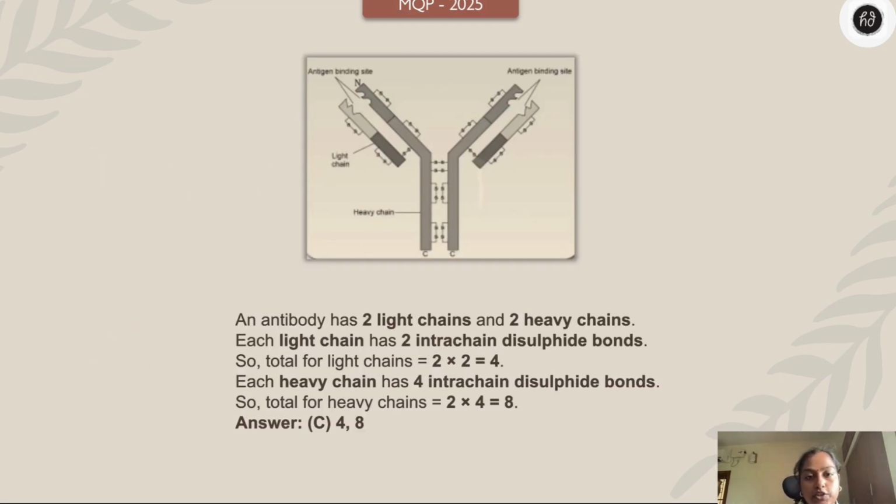I have given you the explanation here. So 2 light chains, 2 heavy chains. Each light chain will have 2 intra-chain disulfide bonds, so it's 4. And in heavy chains, each chain will have 4 intra-chain disulfide bonds. So the total number for heavy chains will be 8. So 4, 8 is the answer.